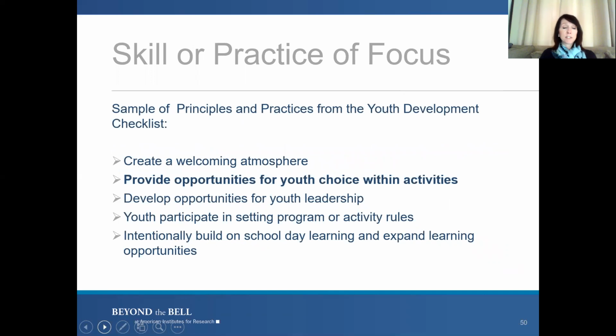So after you have facilitated your icebreaker, then it's time to move forward. But before we can do that, we're going to pick a practice of focus. So what are we training today? What is our practice of focus? What are we going to be doing? So I provided a sample of principles and practices from the Youth Development Checklist. And I've highlighted one: provide opportunities for youth choice within activities. So this is our practice of focus for our training session.